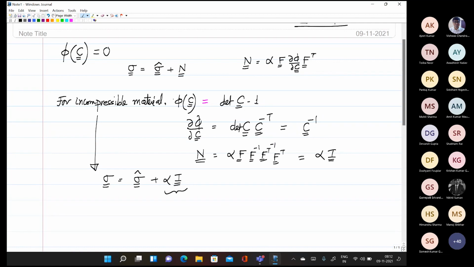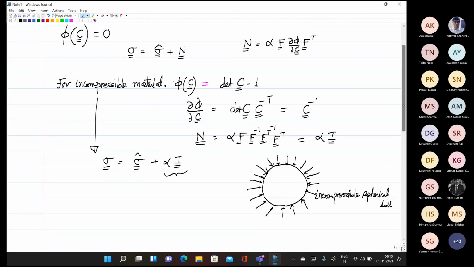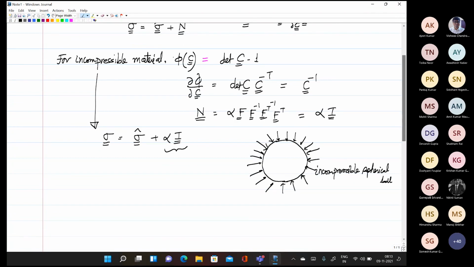For example, think of a spherical ball which is incompressible. So we have an incompressible spherical ball. And let us uniformly pressurize it from all sides, from all over its surface, okay? And it's a radial pressure that we are applying. So can someone tell me what kind of deformation it will undergo? Or can you just think about what kind of deformation it's going to go through?